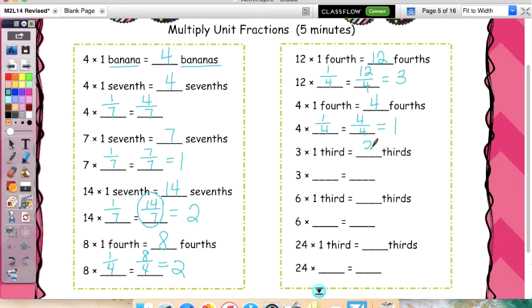3 times 1/3 is 3/3. Boys and girls, 3/3 equals what? 1. Good. Dayana, 6 times 1/3 is 6/3. 6/3 is equal to what? 6 divided by 3. 2. Good. 24 times 1/3 is 24/3. 24/3 is equal to what whole number, Peyton? 8. You got it.